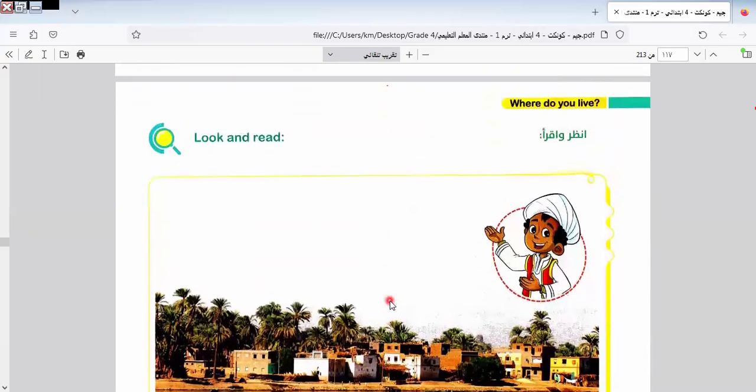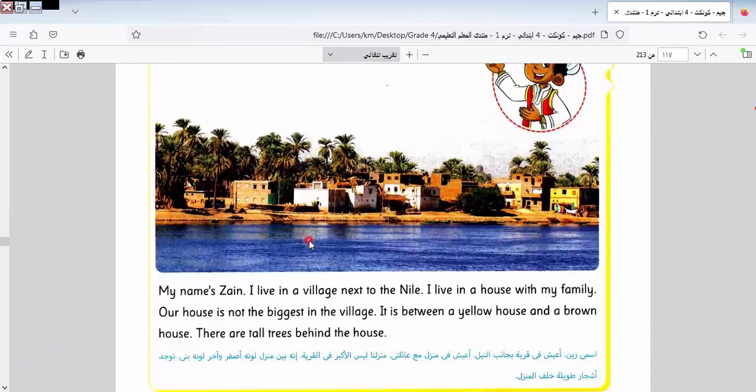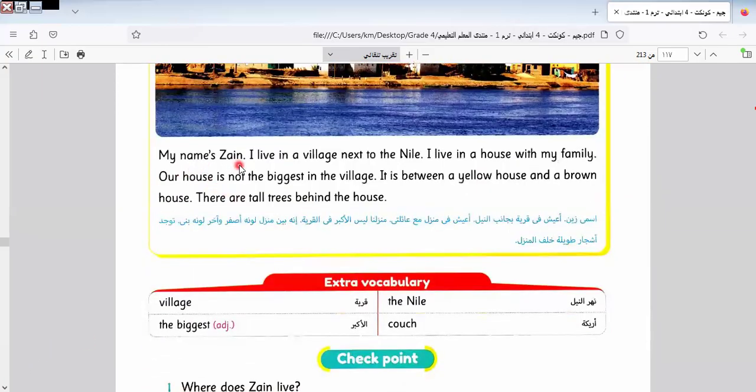Let's read this text and answer the questions below. My name's Zain. I live in the village next to the Nile. I live in a house with my family. Our house is not the biggest in the village. So what is this called? I would like to remind you, this is an adjective. We took it before: comparative and what? And superlative.